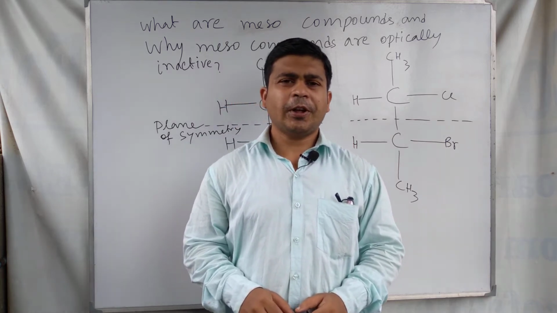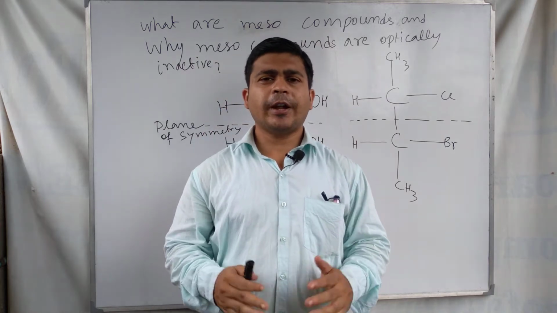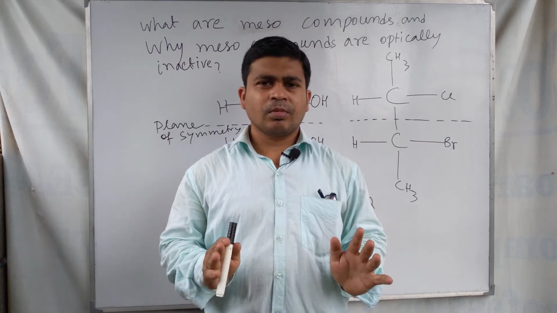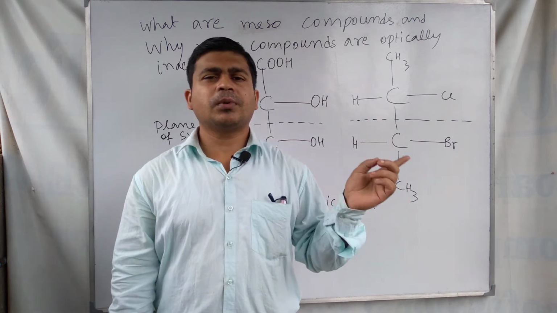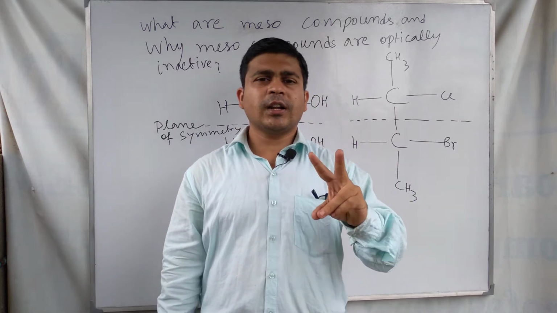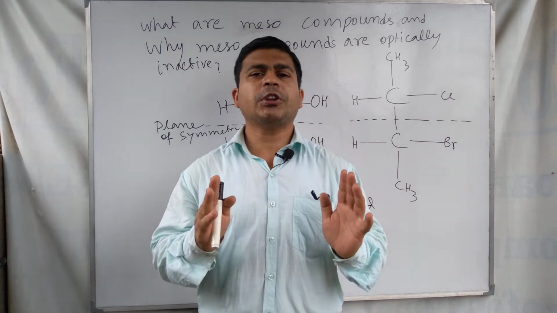I am Atanu Betal, and in this video lecture we discuss meso compounds and why they are optically inactive. It has two chiral carbons, but still it is optically inactive. The net optical rotation is 0.